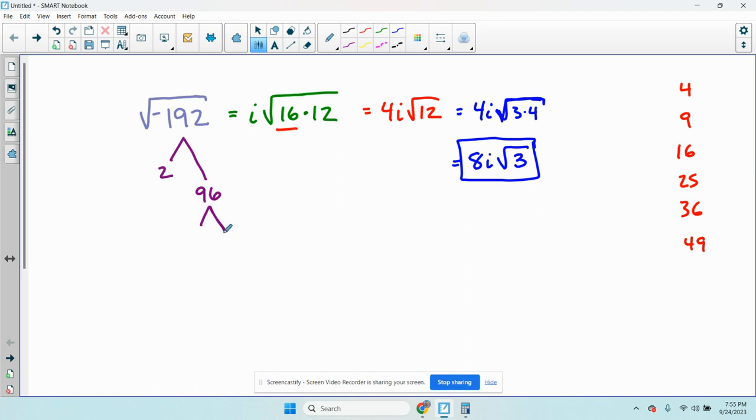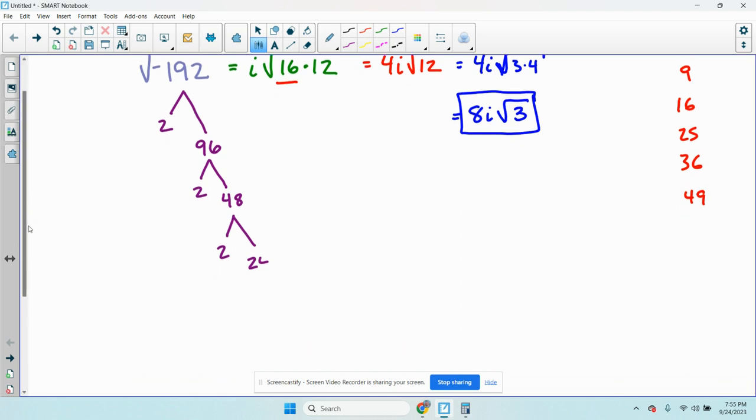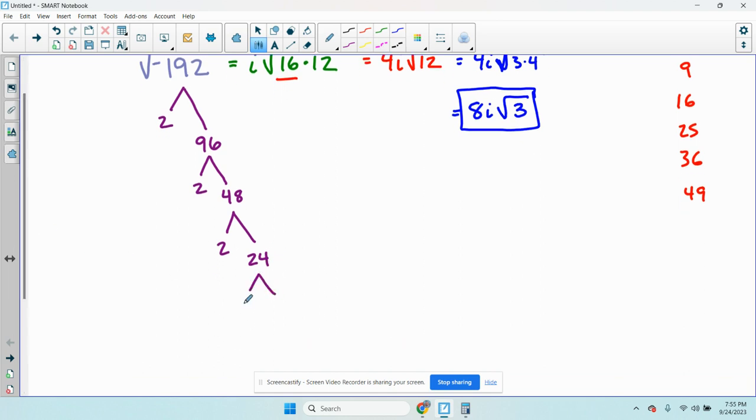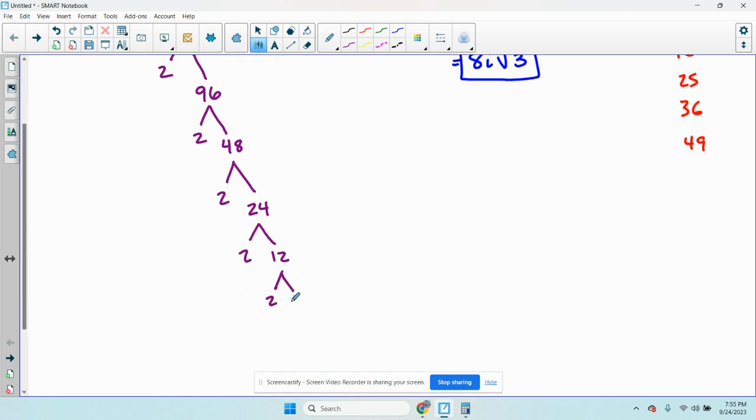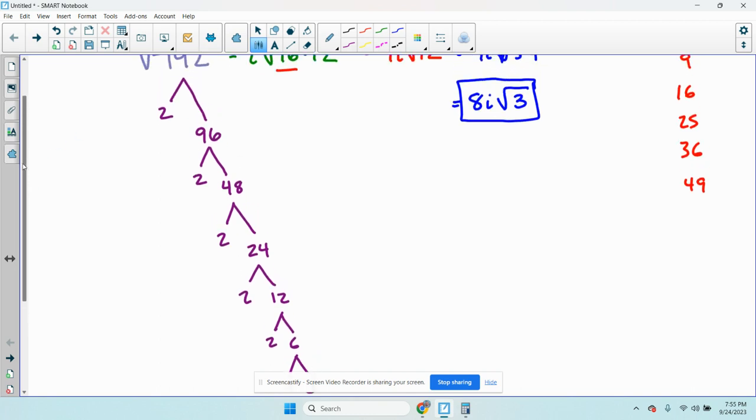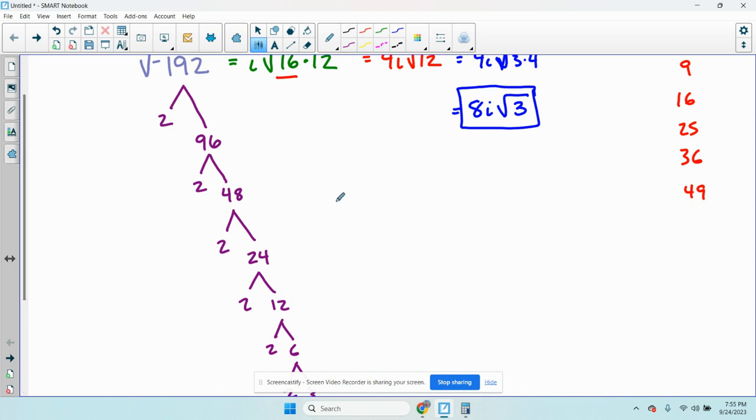Well, 96 can be written as 2 times 48. 48 I can write as 2 times 24. 24 I can write as 2 times 12. 12 I can write as 2 times 6. And 6 I can write as 2 times 3. So then when I want to rewrite the square root of negative 192, the i is going to come out. And I'm just going to count off pairs of matching numbers at the bottom of these branches.